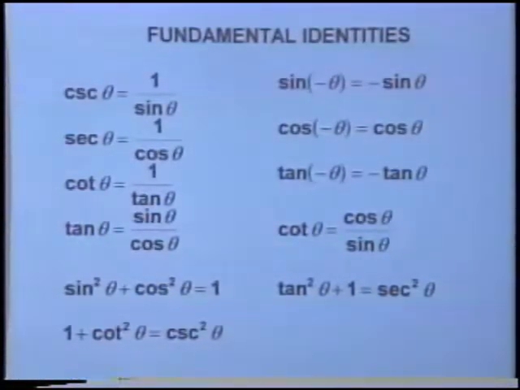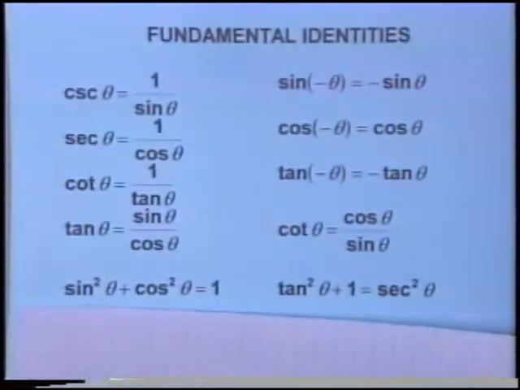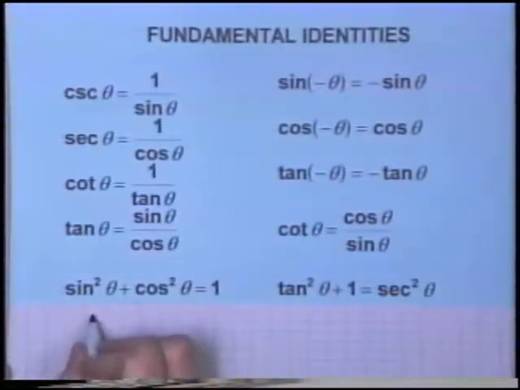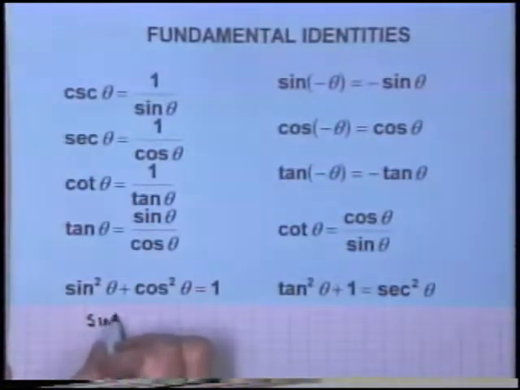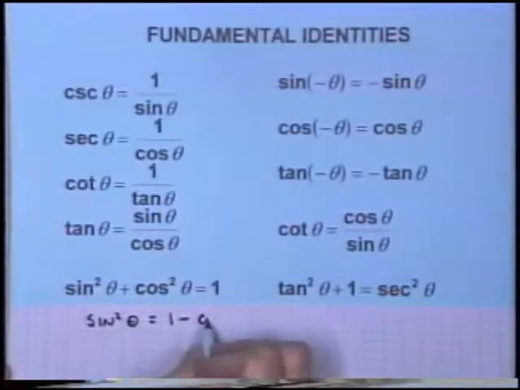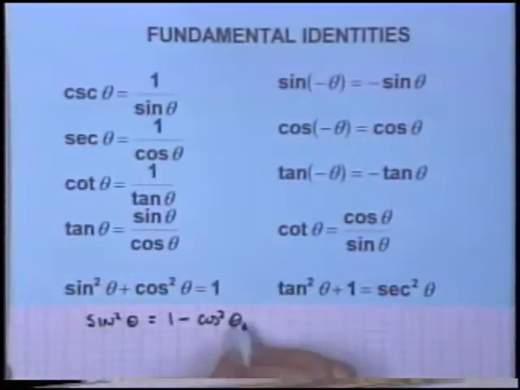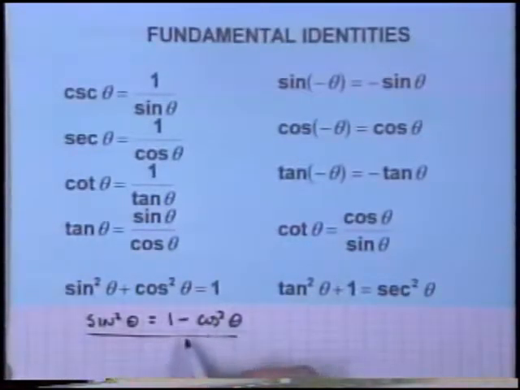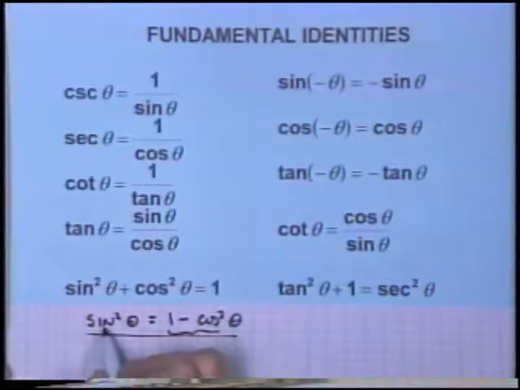Now I want to mention just a little bit about this recognizing alternate forms. For instance, down here, sine squared theta plus cosine squared theta equals 1. Notice if we subtracted cosine squared from both sides of this equation, I would have sine squared theta equals 1 minus cosine squared theta. You will see this occurring quite often, where you'll want to replace 1 minus cosine squared with sine squared.